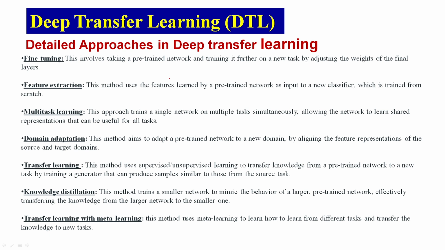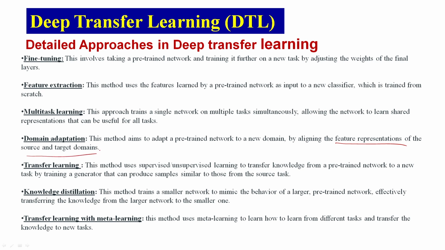What it means is that it can train a single network on various kinds of tasks, that is what is called multitasking. Domain adaptation is basically aimed at adapting a pre-trained network to a new domain. Remember, you are learning from some source data which is large, that is a pre-trained network. So, therefore, this must be applied to a new domain, right? So, we have to align the feature representations of the source and the target domains properly. That is what I talked about when we discussed feature extraction. These are advanced things which you are learning.